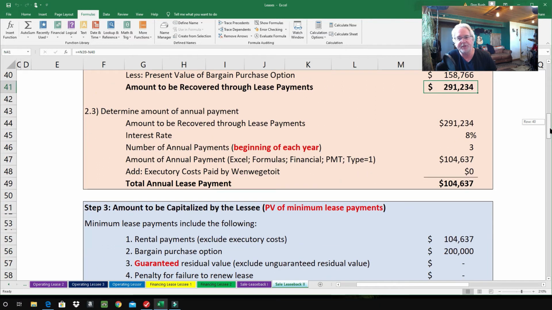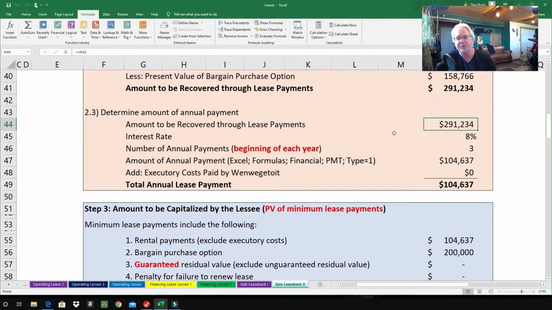Now we're going to determine the payment. Here we go. A lot of textbooks in these leasing problems, they just tell you what the payment is, but now you know how to find it.